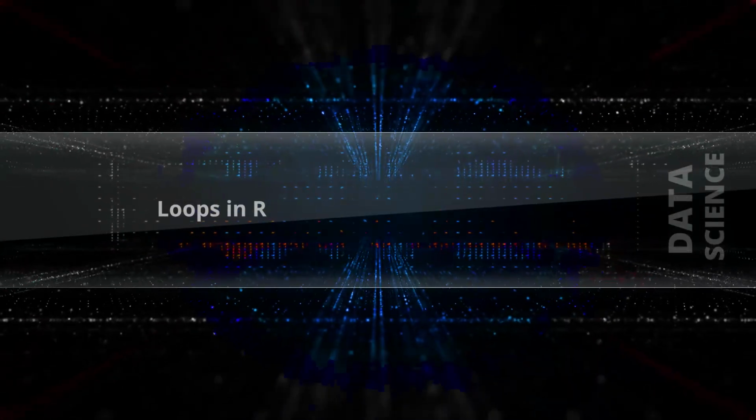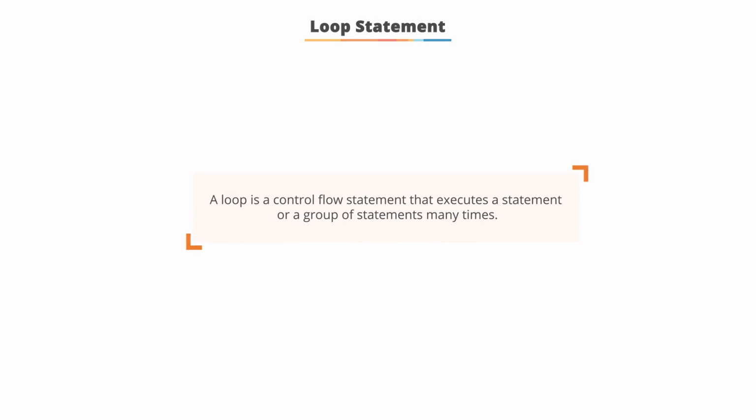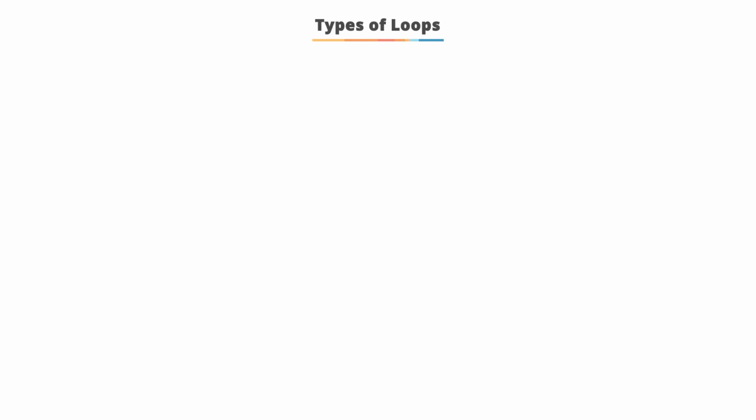Loops in R. A loop is a control flow statement that executes a statement or a group of statements many times, while an if-else statement will run sequentially a single instance. A loop can iterate multiple times. Let's look at the different types of loops and how they execute.